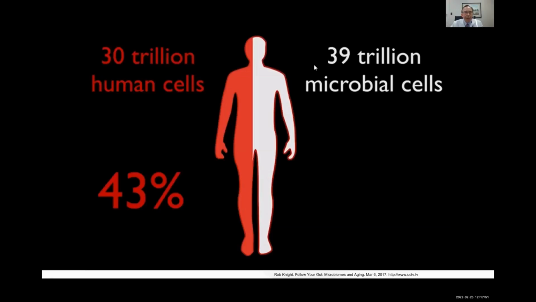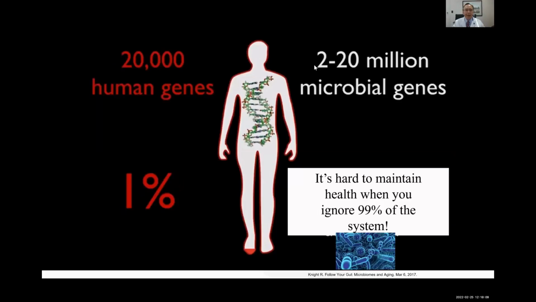But it's now estimated we have 30 trillion human cells and 39 trillion microbial cells. And as we'll learn, 38 of those 39 are actually in our colon. So we're only 43% human by cell count. Now, if we take into consideration those genes, the human has around 20,000 genes that are coding for proteins that we learned from the Human Genome Project, but we carry anywhere from 2 to 20 million microbial genes.